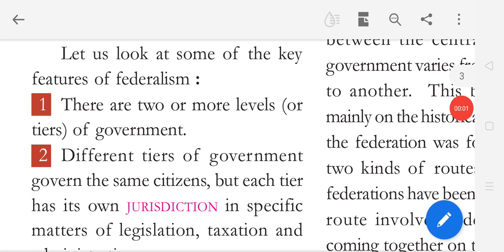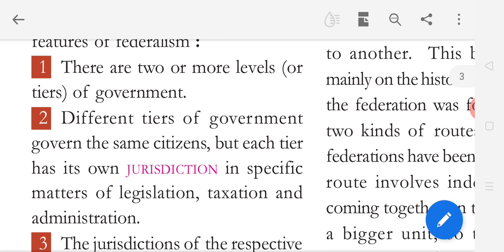Students, all of you see page number 15. I am reading our remaining paragraph. Let us look at some of the key features of federalism. Now, in this clip, you will read about some of the key features, characteristics of federalism.